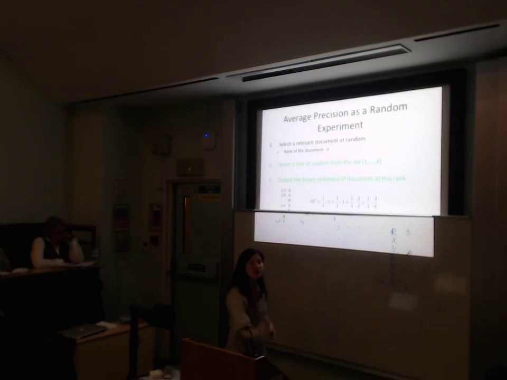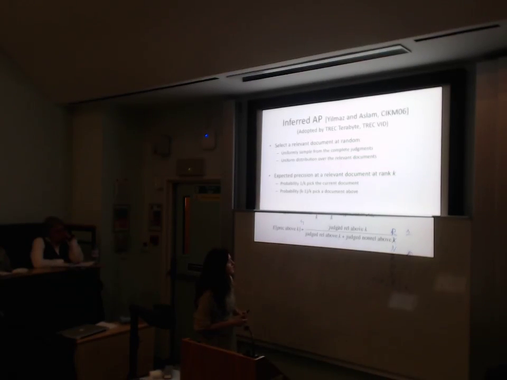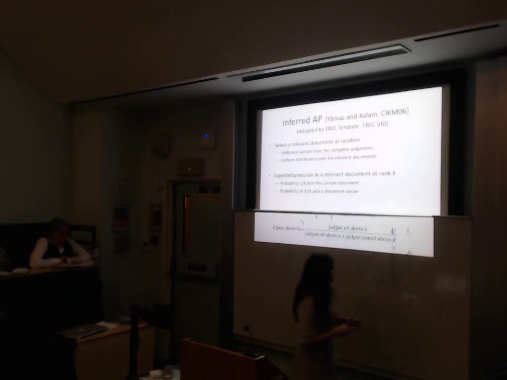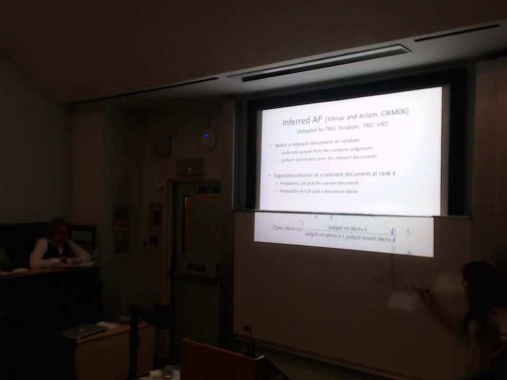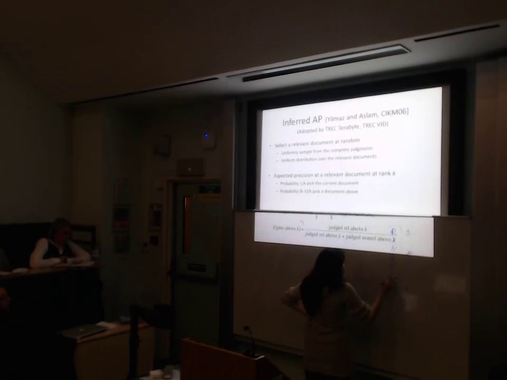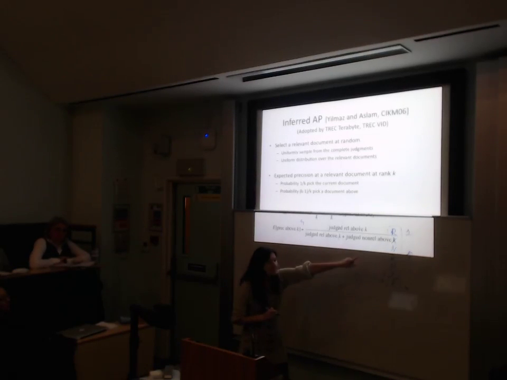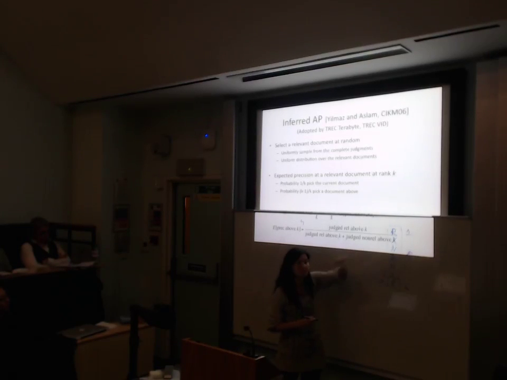And then I will be outputting the binary relevance of the document that I have selected. Now, at the first step, I know that this document is relevant because I have already selected it at the first step. So with probability 1 over k, I could select this document during the second and third steps of the experiment, whose relevance is 1. Or with probability k minus 1 over k, I could select any of these documents, and I have to estimate now the expected binary relevance of the document that I selected because there are some unjudged documents here. So how do I do this estimation?